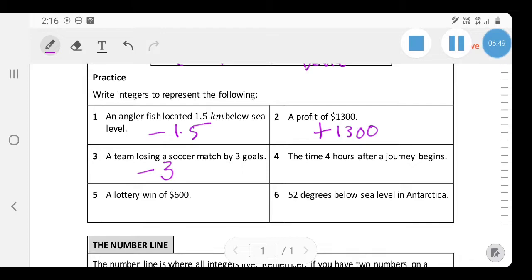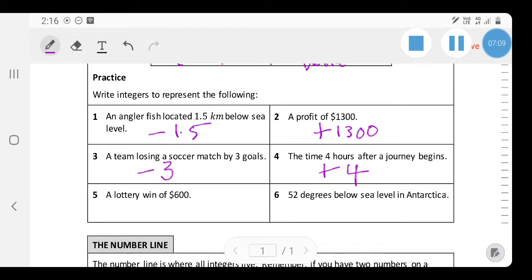The time 4 hours after a journey begins. Well, when a journey begins, that's when the clock starts. That's 0. And we know that time moves in a positive direction. Time doesn't go backwards, does it? So that must be plus 4.